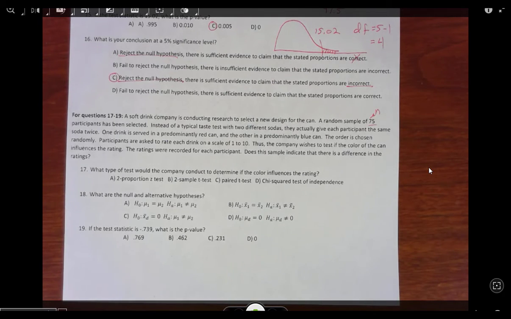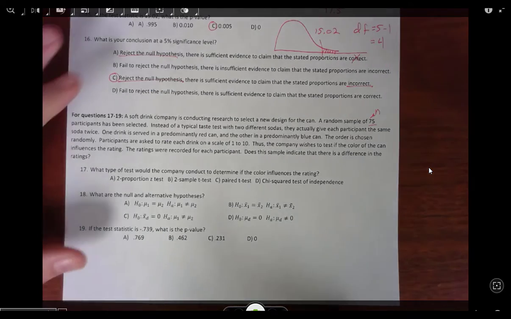twice. One drink is served in a predominantly red, and the other is served in a predominantly blue can. The order is chosen randomly. Participants are asked to rate each can on a scale from 1 to 10. Thus, the company wishes to test if the color of the can influences the rating. The rating is recorded for each participant.